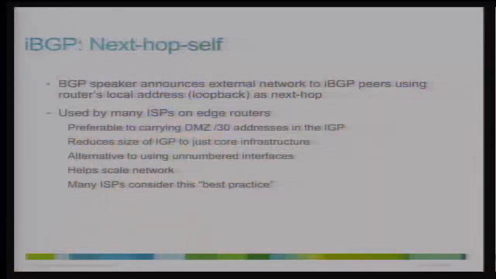So the BGP next-hop-self means when you are sending updates to your IBGP peer, instead of preserving the next hop, which is the IP address of the peer router, you can override it with next-hop-self, which means the next hop becomes the loopback IP address of the router. And that is the recommended behavior to avoid injecting the DMZ nets into IGP. Also, it increases stability.